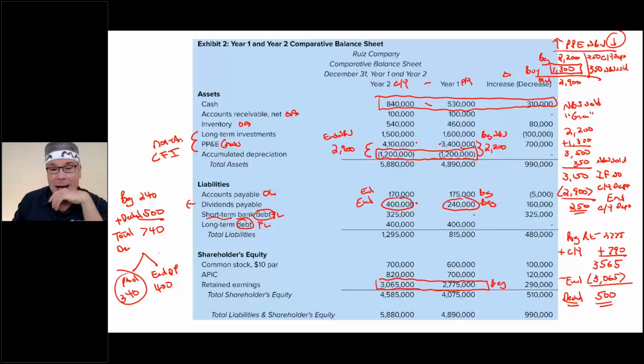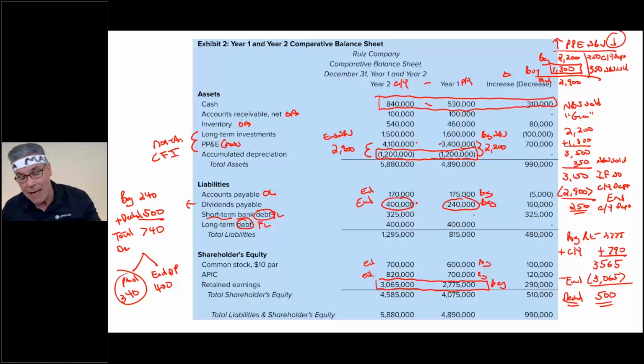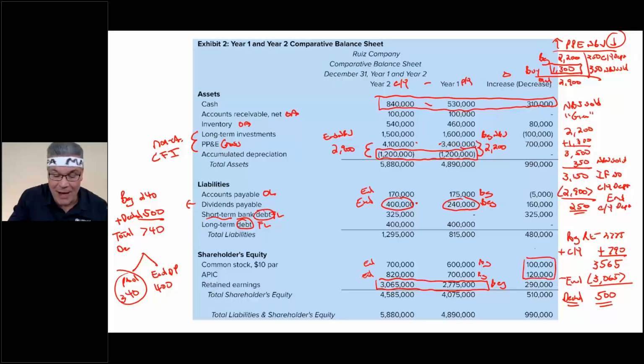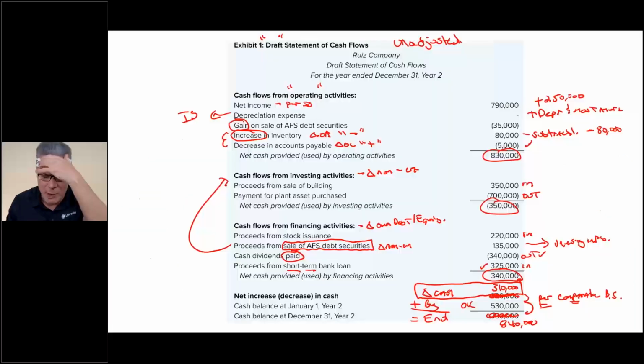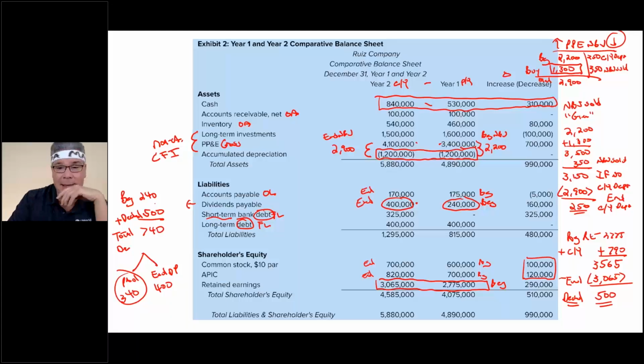All right, common stock. You ready? Let's see. Beginning balance 600. Ending balance 700, so that's a plus 100. Additional paid in capital, beginning balance 700, ending balance 820. So total change 220. Both of these should be financing inflow for a total of 220. They got a total of 220. They did it right. Okay, and we already know we got to move our available for sale. So again, we're just going down the line, finding the pieces of the puzzle.